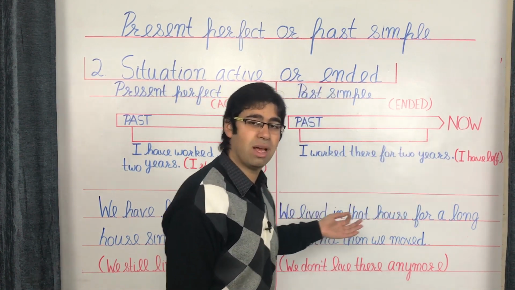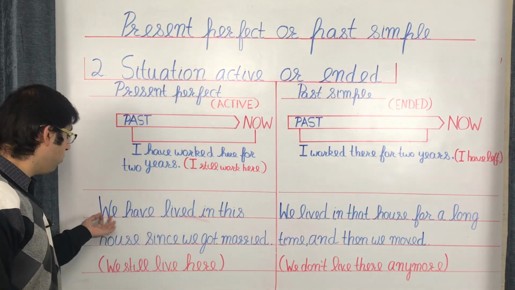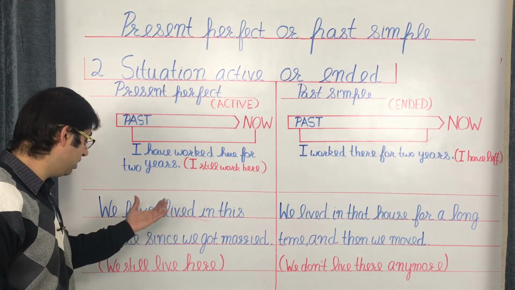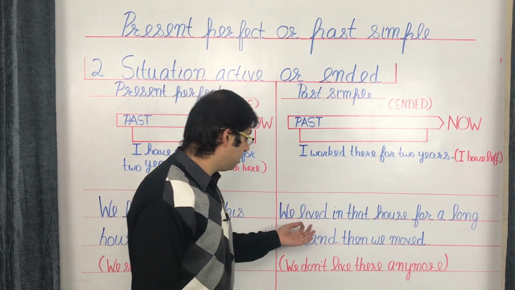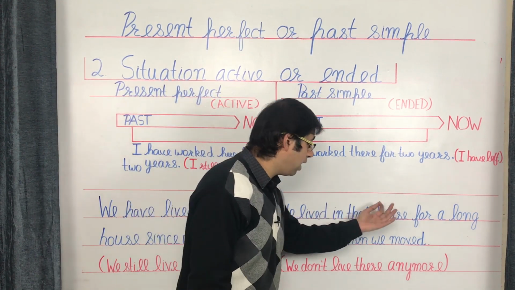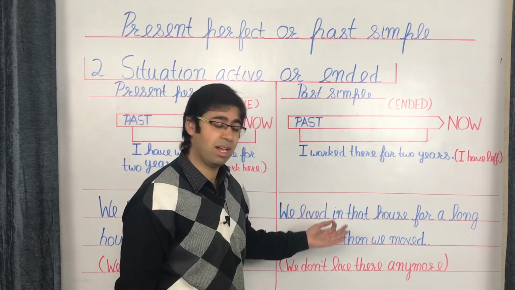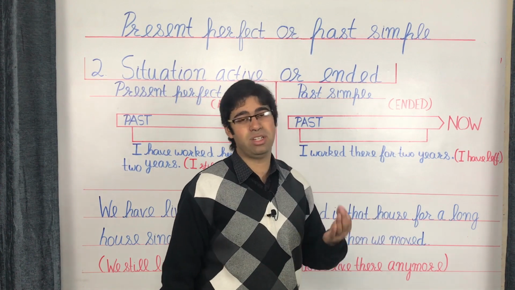Let's take one more example over here to clarify further. We have a present perfect sentence as we have lived in this house since we got married. So that's a present perfect indicating we still live here. On the contrary, we have a sentence again as we lived in that house for a long time and then we moved. Now this is simple past indicating we don't live there anymore. So that's the second case, situation active or ended.